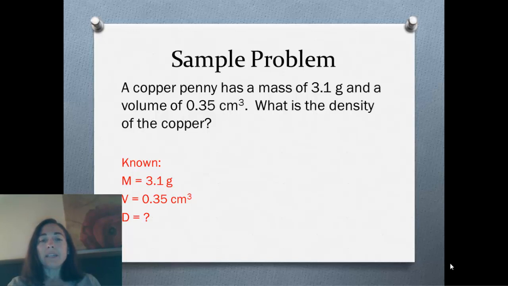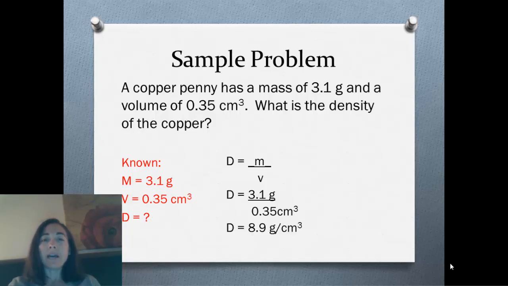Now that I've made my list, I'm going to plug into that density formula. You can use just the formula if you're really good with the algebra, or if you want to try using the density triangle, it's helpful too. So here's the equation. I'm going to substitute the 3.1 grams for mass and the 0.35 centimeters cubed for volume, like this. And it's just a fraction at this point. Use your calculator and divide. 3.1 grams divided by 0.35 centimeters cubed. The density of this penny is 8.9. See, the units are grams per centimeters cubed.